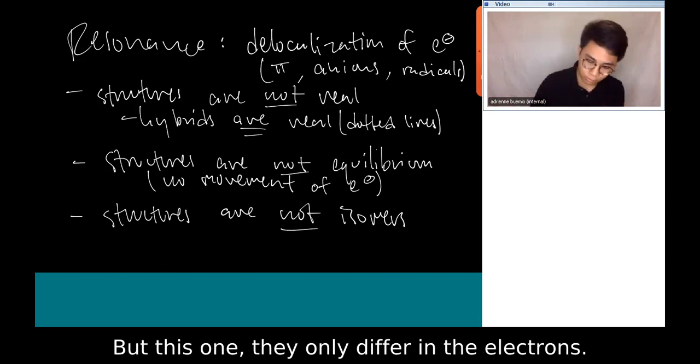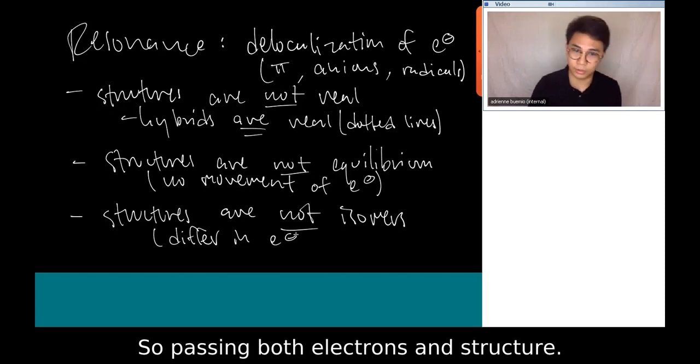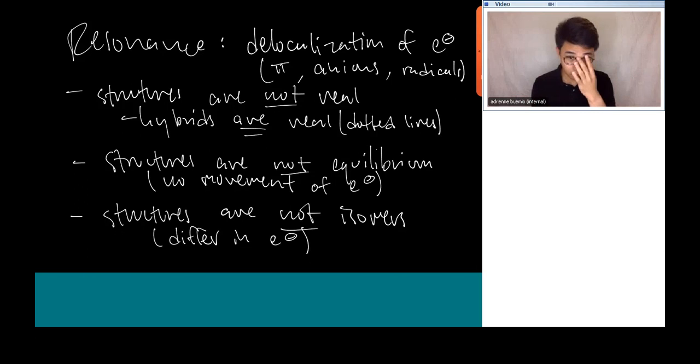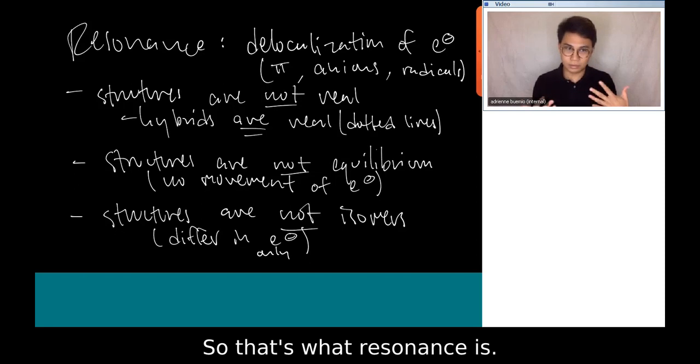But this one, they only differ in electrons, right? So it has to be both electrons and structure. Different electrons only, right? So that's what resonance is.